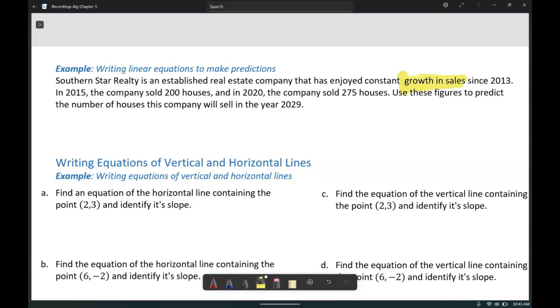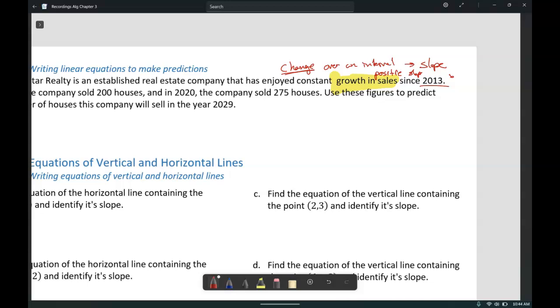So something like this, anything that talks about a change over time or over an interval, anything that talks about change, refers to slope. So the constant growth in sales is going to represent a positive slope since 2013. Keep that in mind. That is our starting point, which usually refers to the y-intercept.